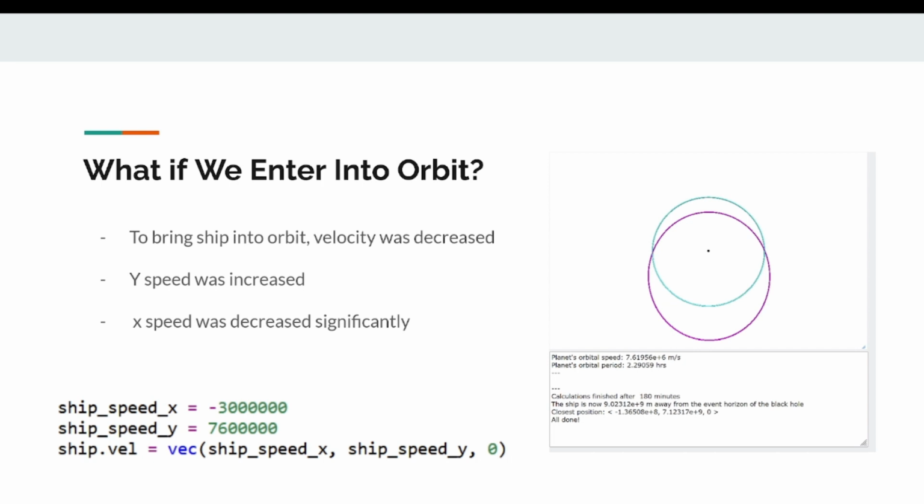So what if we enter orbit? Well, to bring the ship into orbit, velocity had to be decreased, and the y speed was increased, while the x speed was decreased much more as a result. The x speed also had to stay negative, so that the object went into the gravity of the black hole rather than out of the gravitational field. And here we have the velocity that we got to put the ship into orbit. And to the right, you can see the orbit.